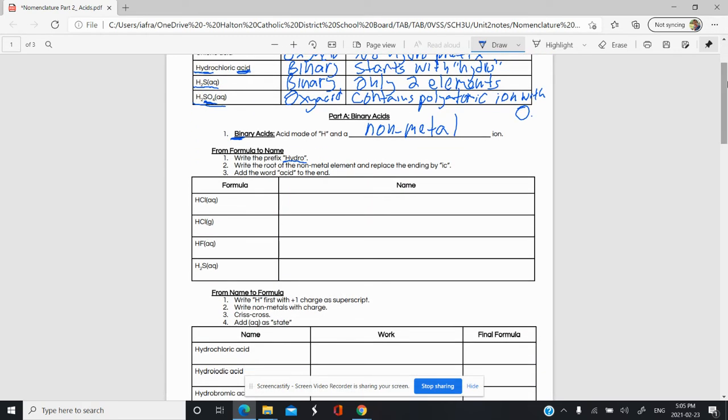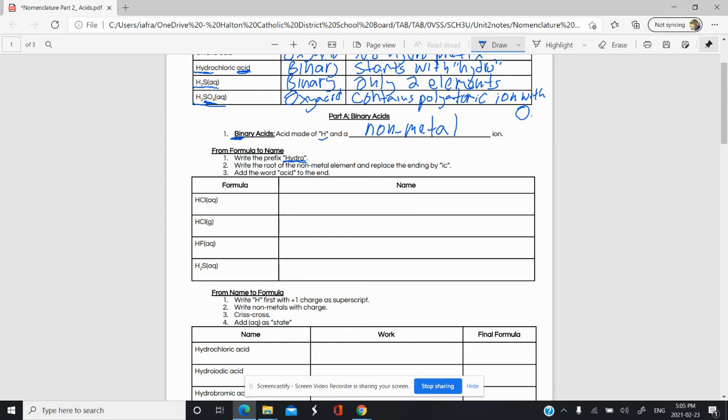So let's start off with binary acids. Like I said, there are two elements in there, an H and a non-metal ion, which is generally an anion. It's a negatively charged ion. So when you're writing a name from the formula, you start with the prefix hydro, and then you write the root of the non-metal.